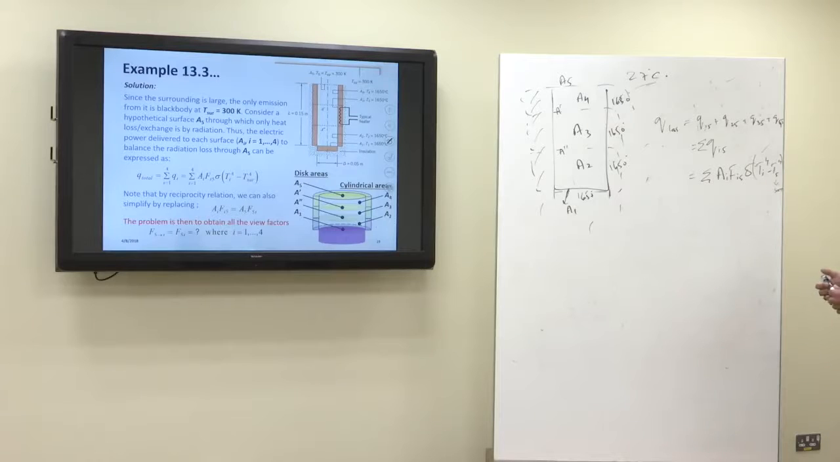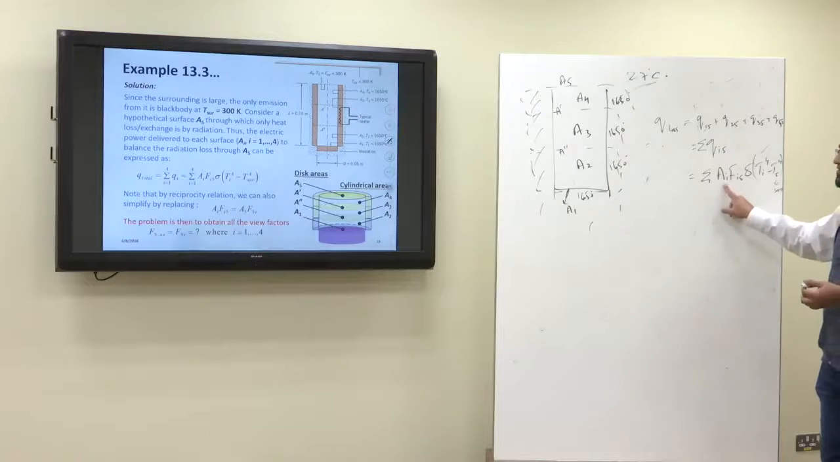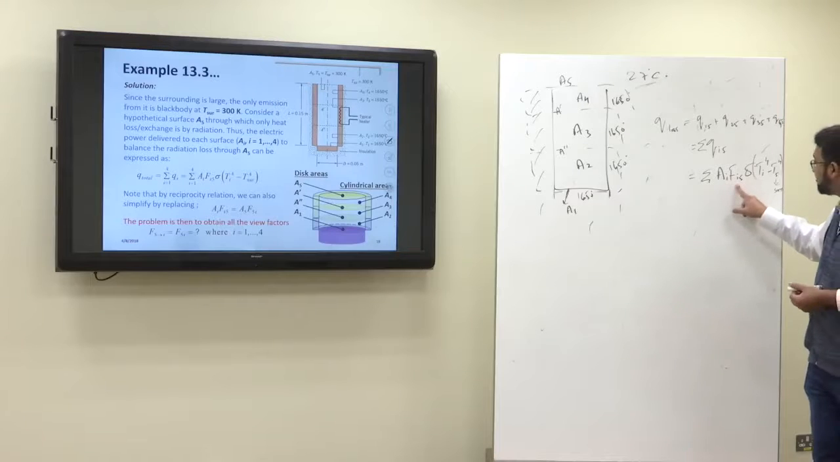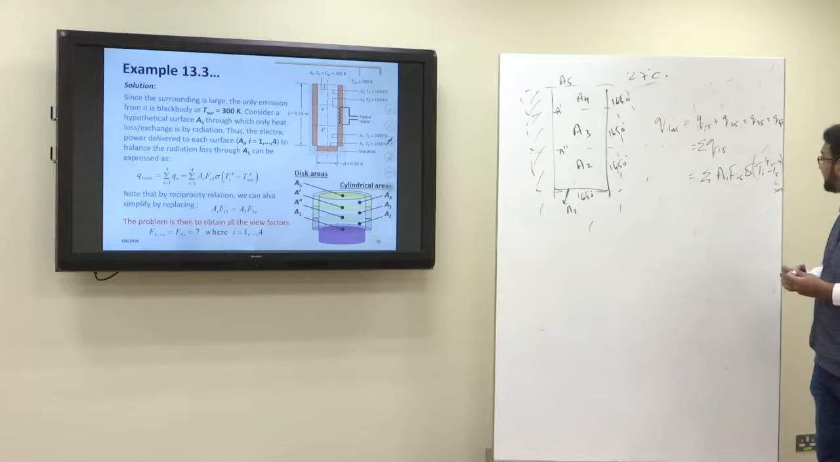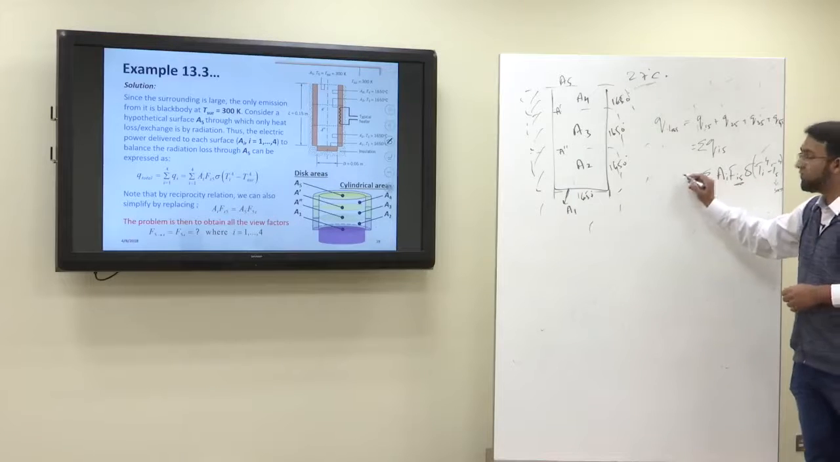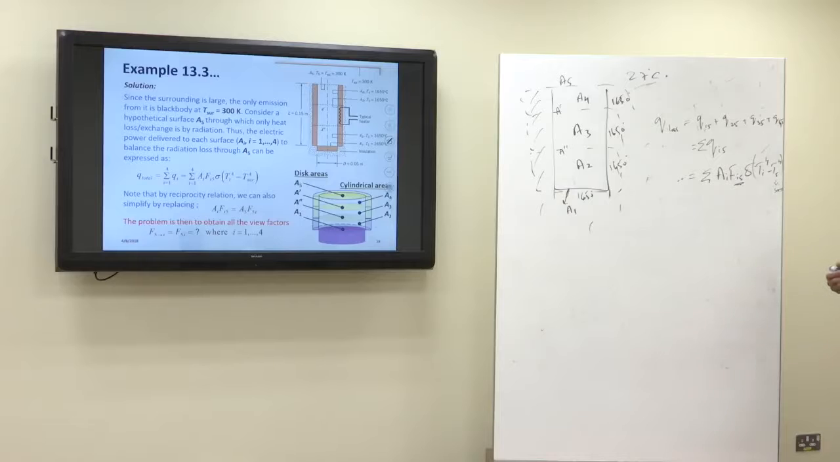Areas are also known. The only thing which is not known is this factor. If we know this factor, we will know what is the Q loss in total. In Kelvin, the temperature.